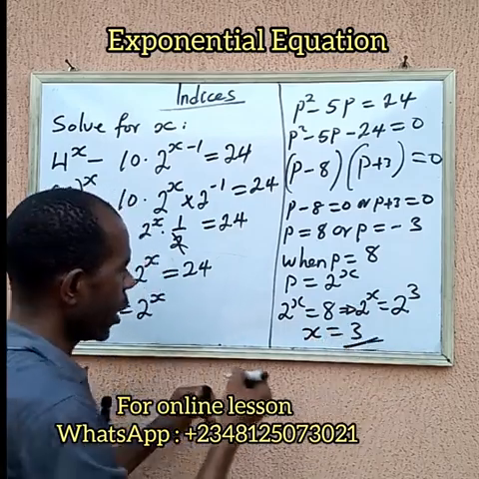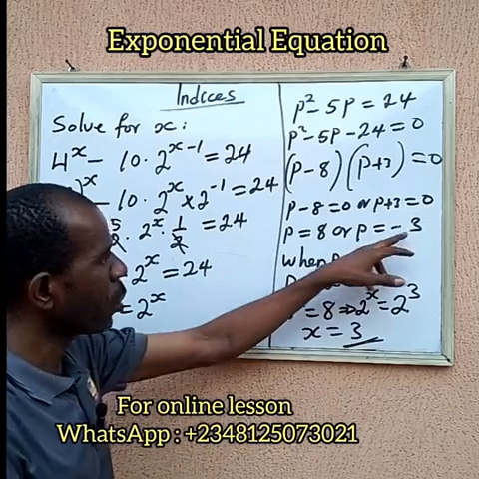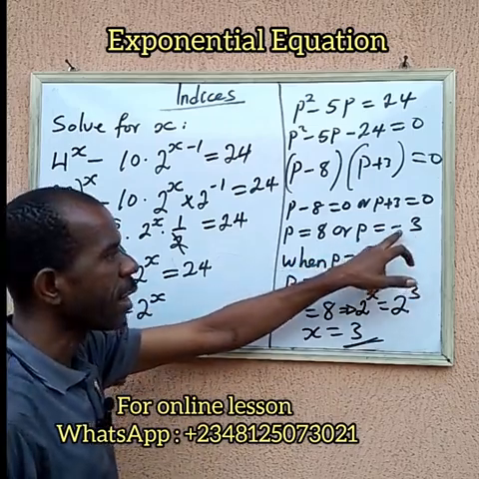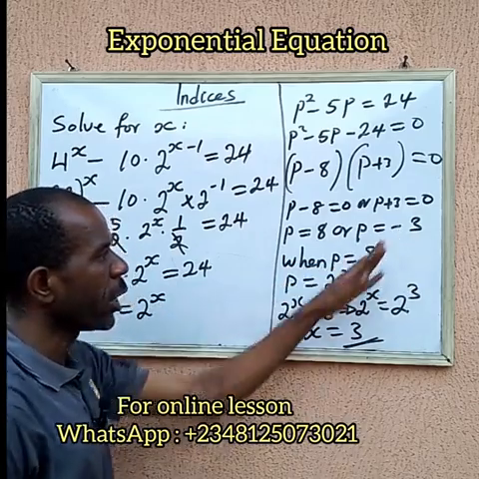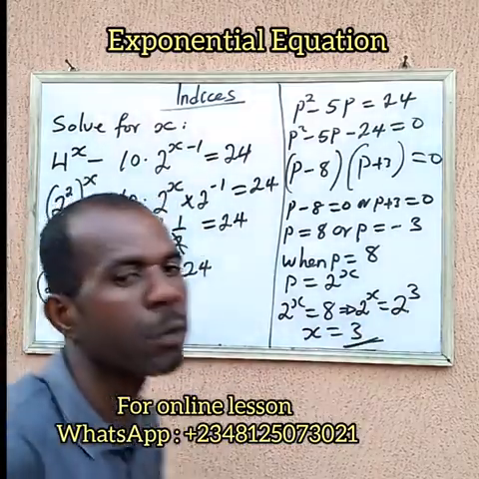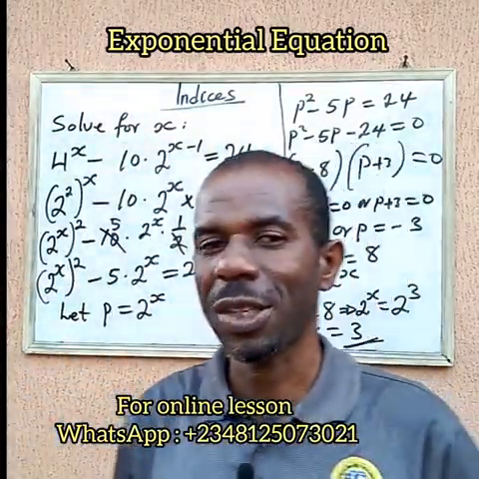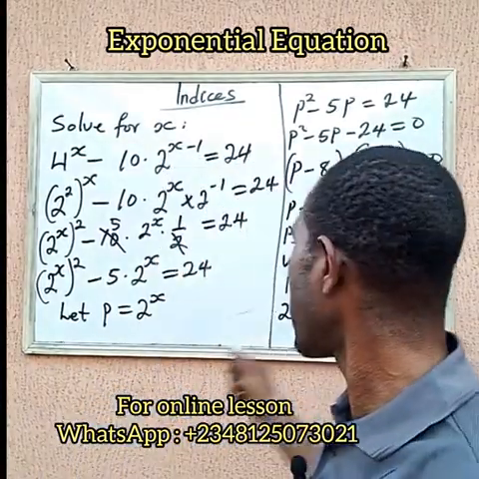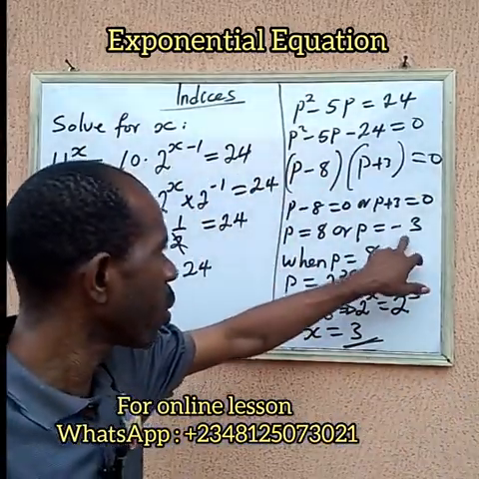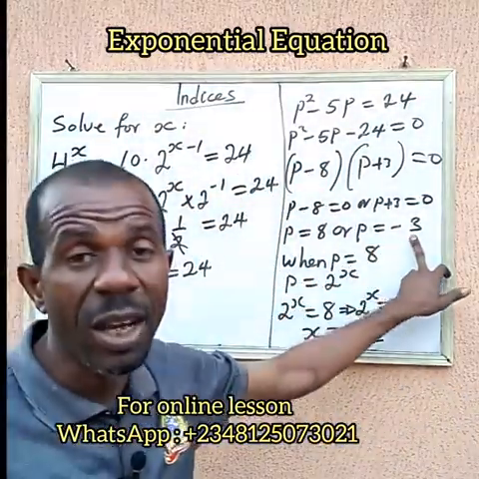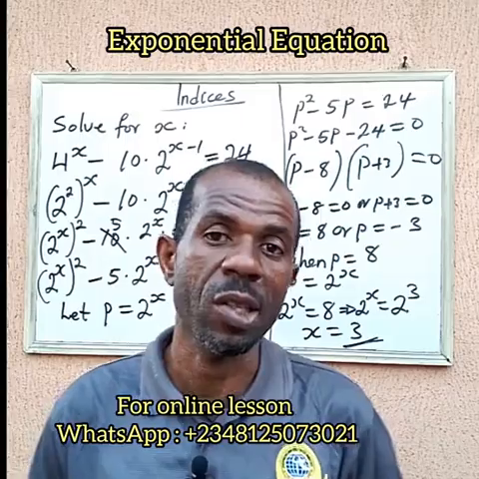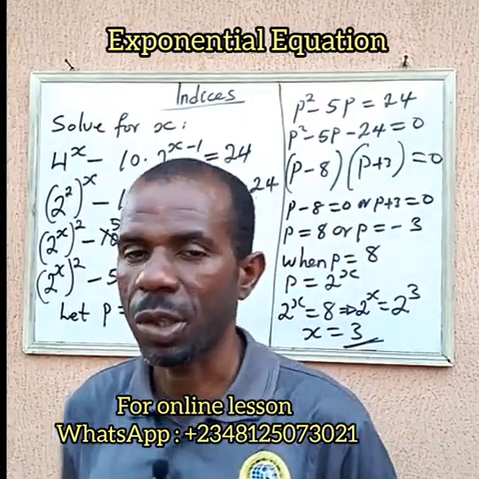Now let us look at when p is equal to negative 3. Automatically this becomes rejected. Why? Because we are having a negative value. So we cannot use this except we want to go further beyond this level of mathematics. So the only accepted solution we have here is x equal to 3. That is the answer. So when p is equal to negative 3, we shall reject that. We cannot find this by algebraic method here, except we go further beyond this level.